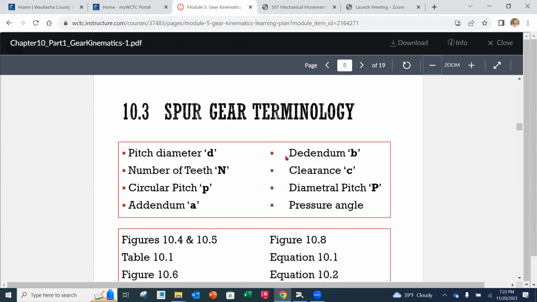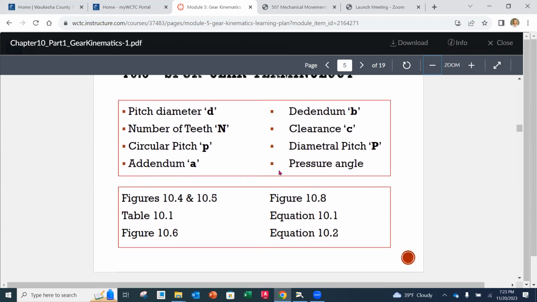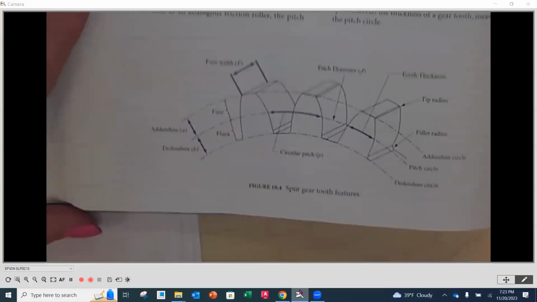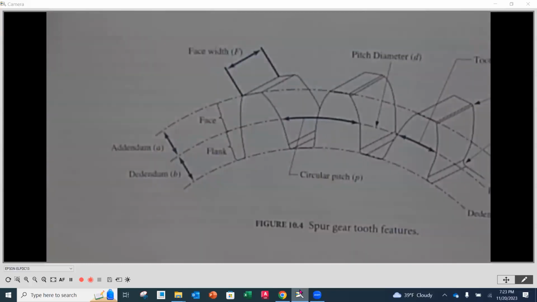So as we turn the page, at the bottom of page 262, we're going to be looking at a number of these terms. We're going to be looking at some tables and figures as well in the next couple of pages, but we'll start on page 262 at the bottom and look at the tooth profile of a spur gear.